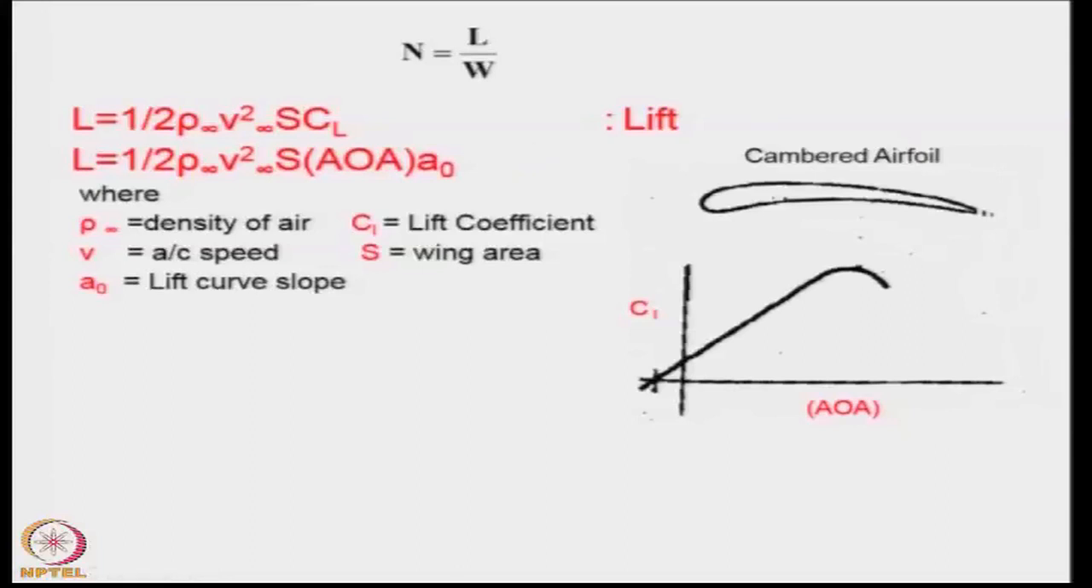So, the ratio NZ would be nothing but the ratio of lift over weight. Now, the lift is proportional to half rho V square S into CL, and if we replace CL by the angle of attack and the lift curve slope, you get S into AOA into a0. So, now if you take a ratio, you will find that it will be proportional to V square and also proportional to angle of attack a, because for a given altitude, rho infinity, S and a0 remain constant.